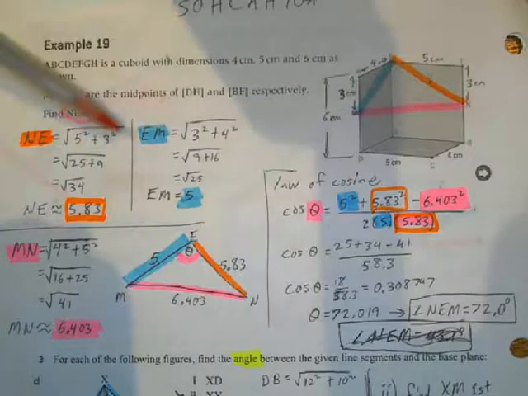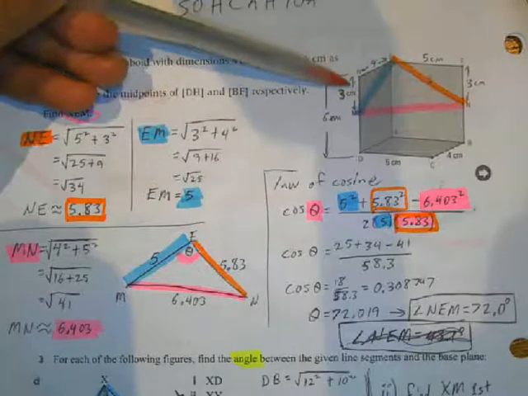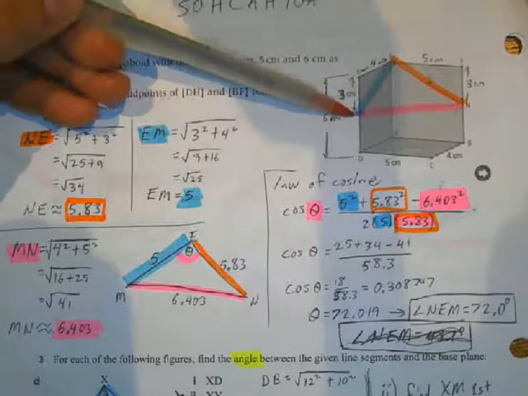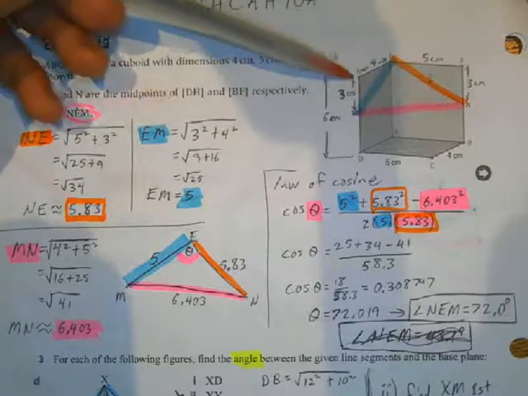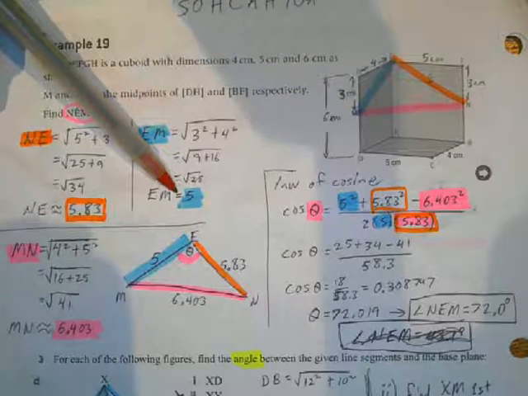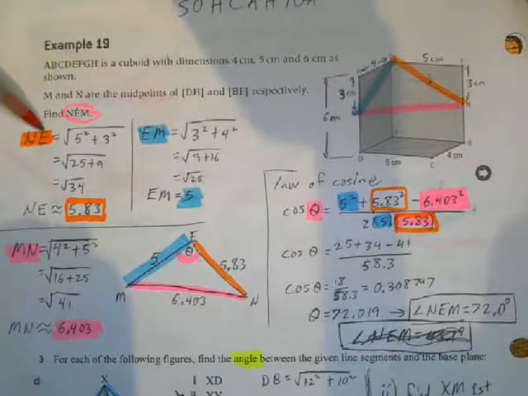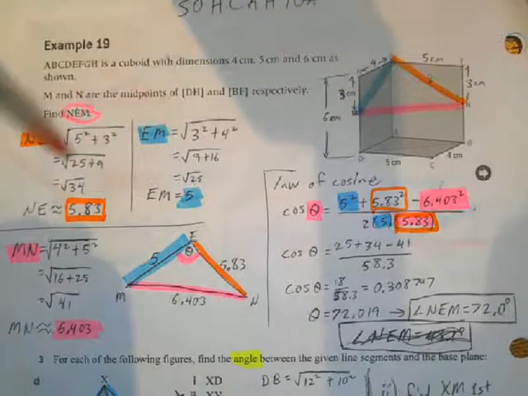So to find the length of the blue side, we know that that's 4. We know that that's 3 because M is the midpoint. So 4 squared plus 3 squared, take the square root of that. The length of the blue line here is 5. Okay, the length from N to E. So once again, this is halfway down, so I know that's 3 and that's 5. Using Pythagorean Theorem, we're going to get 5.83.